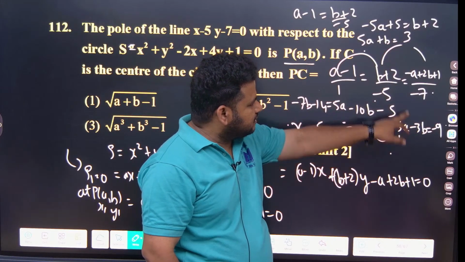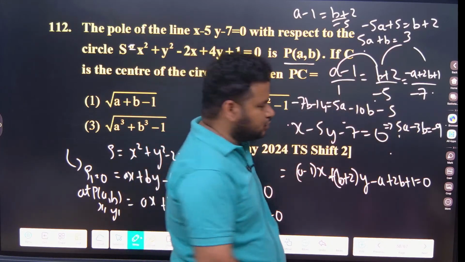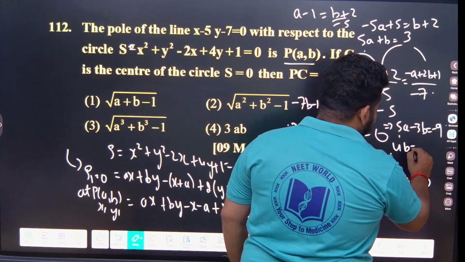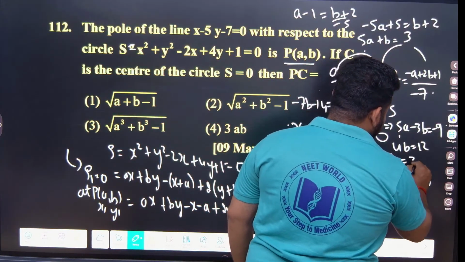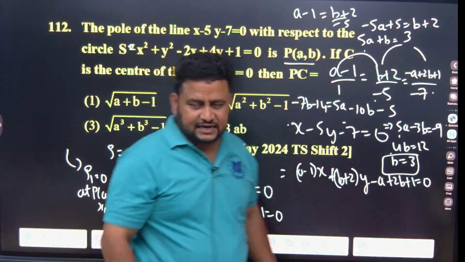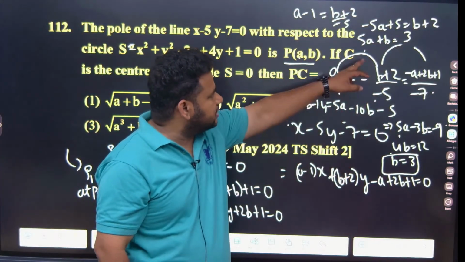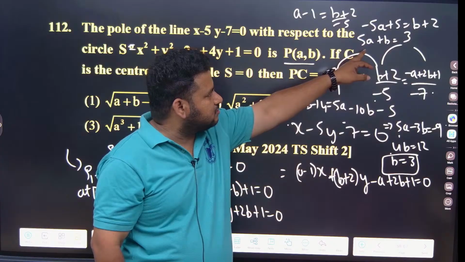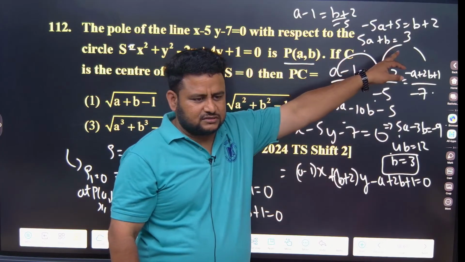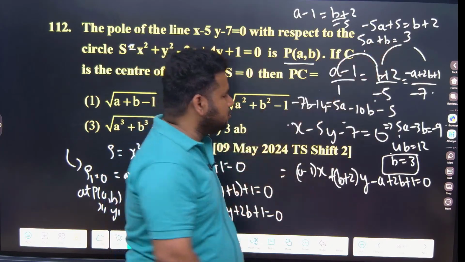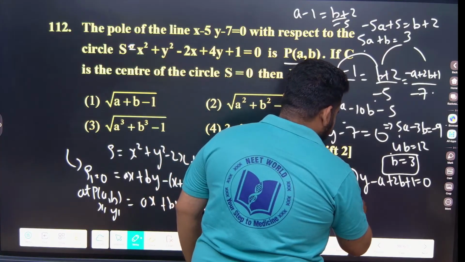Okay, 4b is equal to what? 12. 4b is equal to 12, b is equal to 3. So b is equal to 3 once I get, I can find out what? A. B is equal to 3 means 5a is equal to what? 0. A is equal to 0 we will get.